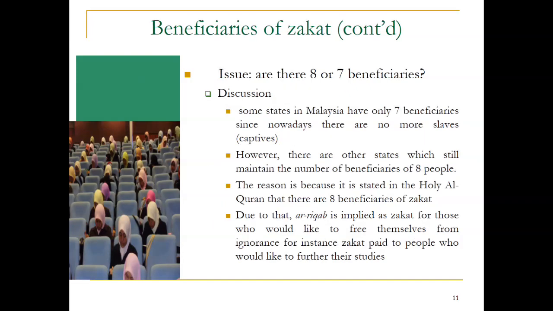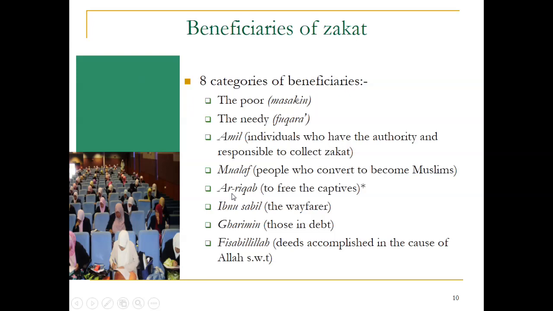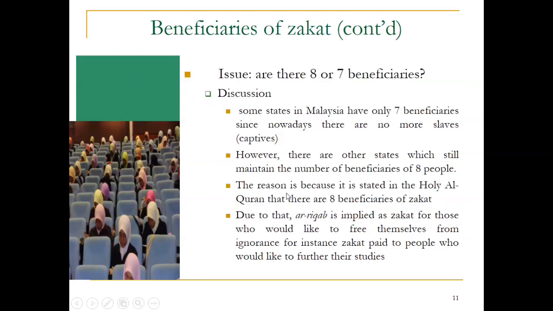So we continue on the issues of the beneficiaries of zakat. Are there eight or seven beneficiaries? The discussion is that some states in Malaysia have seven beneficiaries, since nowadays there are no captives, because one of the beneficiaries is basically the slaves. So we want to free the slave, but we do not have slaves anymore in the current modern day.